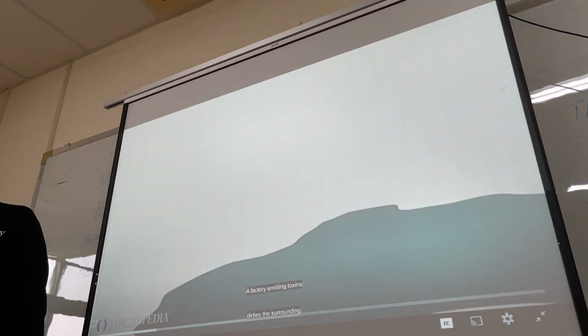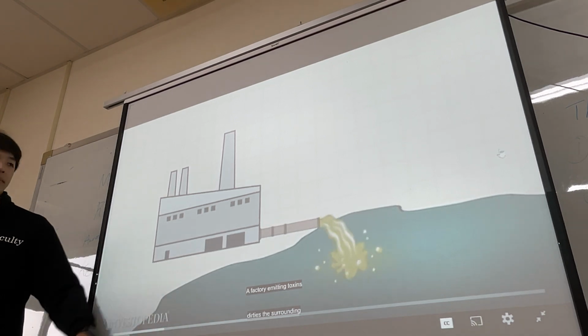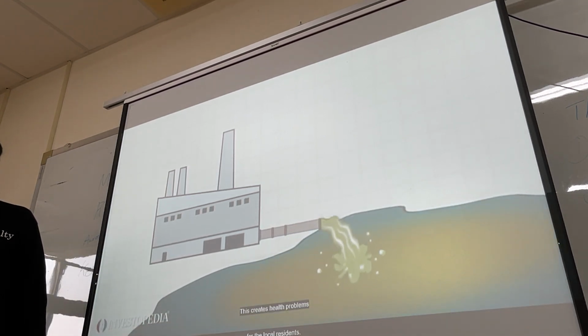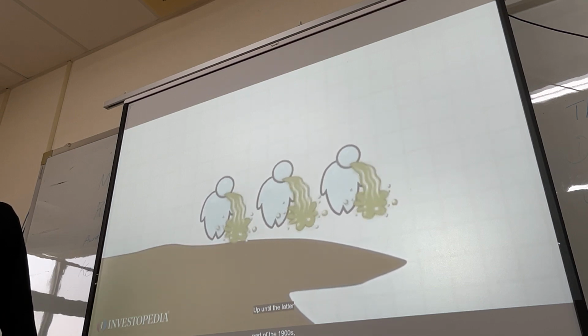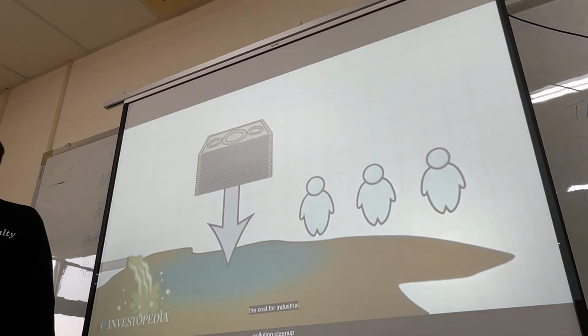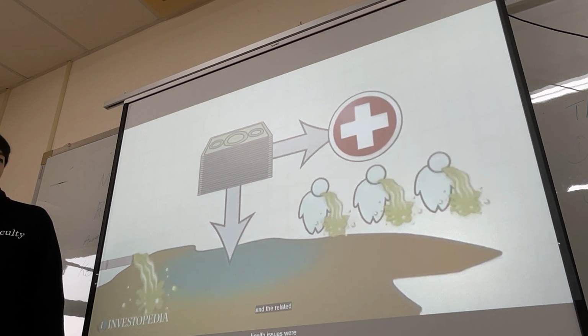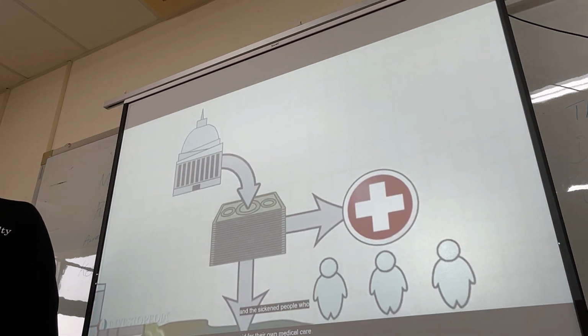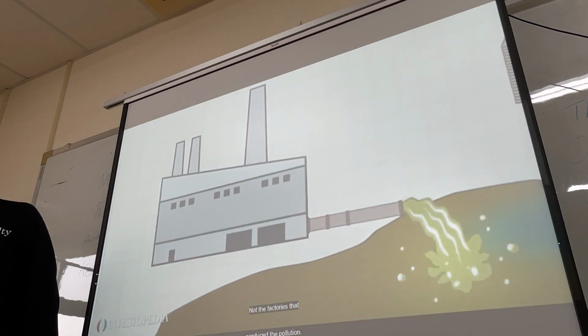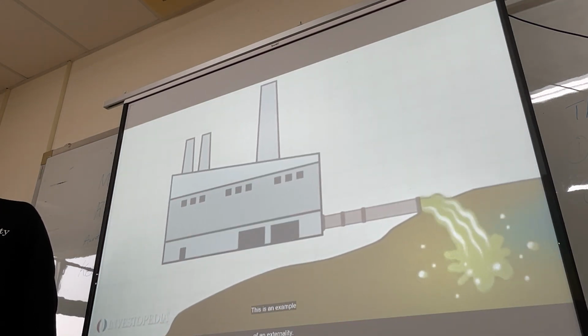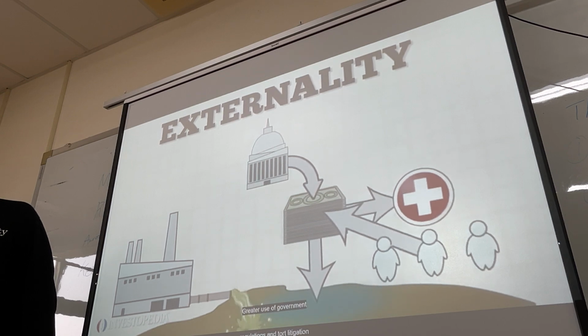Pollution. A factory emitting toxins dirties the surrounding environment. This creates health problems for the local residents. Consider pollution. A factory emitting toxins dirties the surrounding environment. This creates health problems for the local residents. Up until the latter part of the 1900s, the cost for industrial pollution cleanup and related health issues were paid for by the local governments and the sickened people who paid for their own medical care, not the factories that produced the pollution. This is an example of an externality.